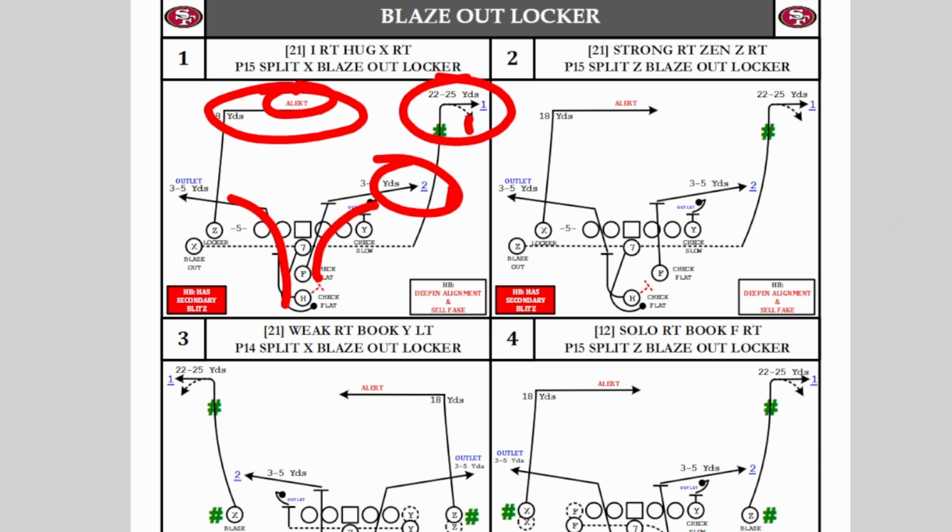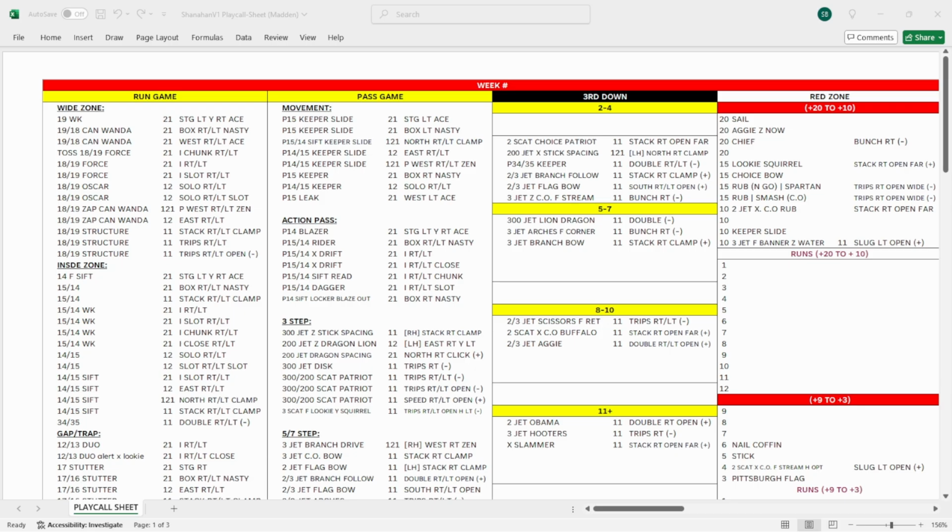So let's take a look at the one that I have right now. Okay, so the one that I have for you guys is out of box right nasty. So we already kind of have it there. There's also it in some other formations in this playbook, you can find them, but that's the one we're going to work off of right now. Let's go to the Madden field.